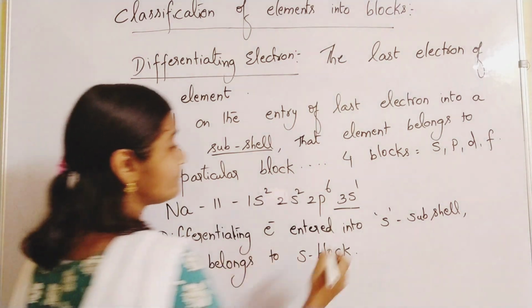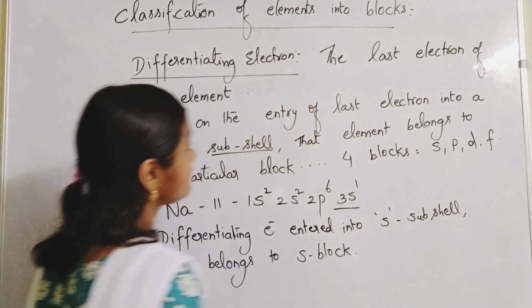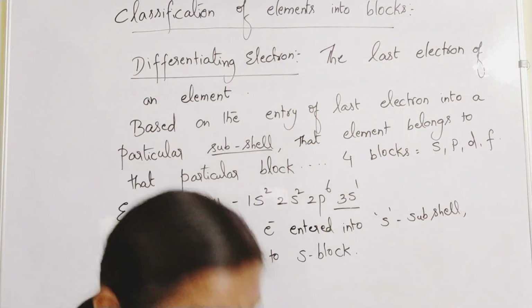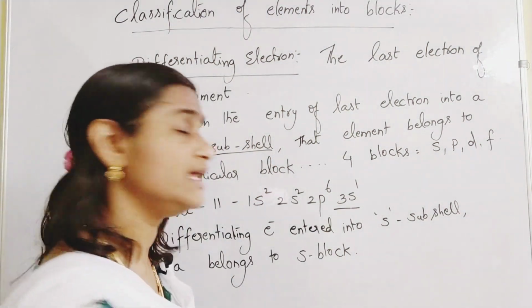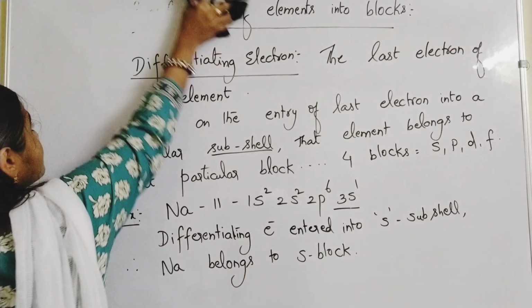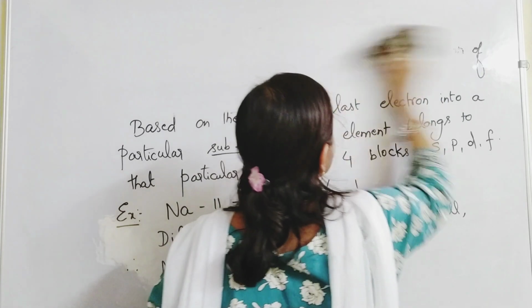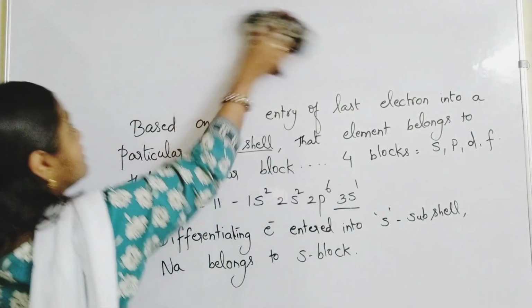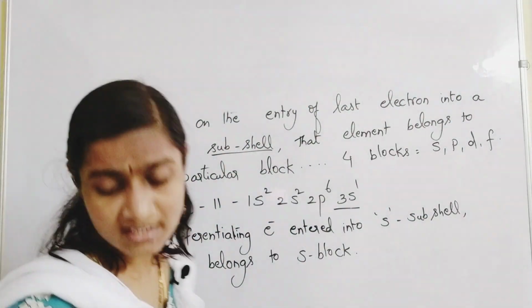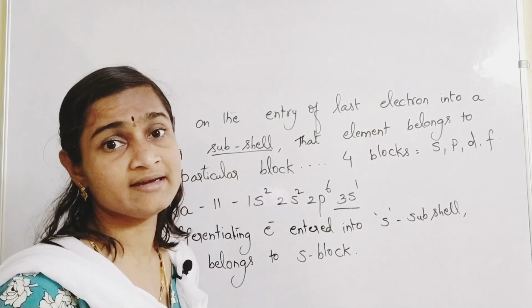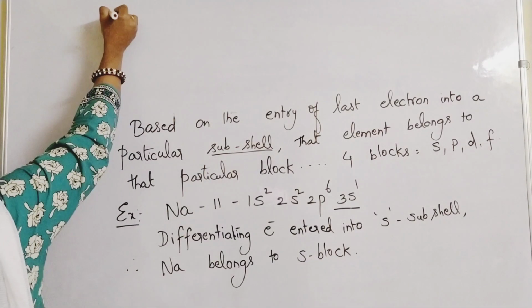Suppose you take aluminium, better I write on the top. Suppose you take any other example, aluminium, where the differentiating electron is entering, the last orbit electron, based on that its block is decided. Let us take the example of aluminium.